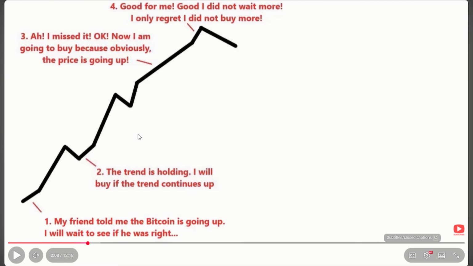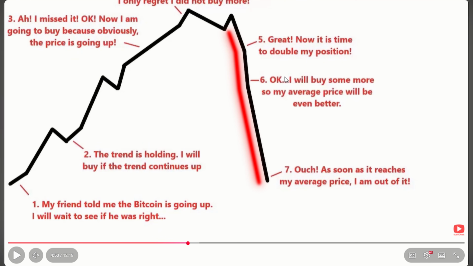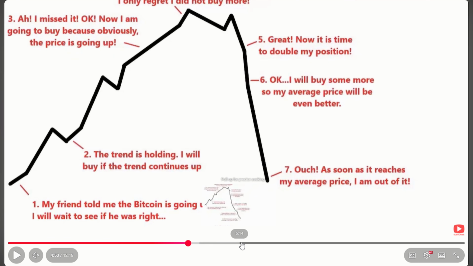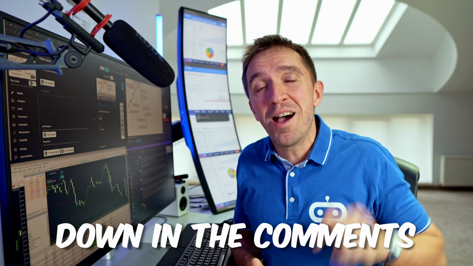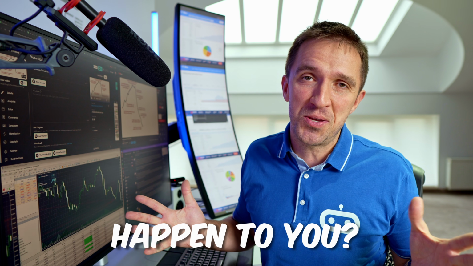But very similar to investing, you might miss a lot of the profits and you jump in, or you start trading with this robot right after it is on the top. And as you can expect, all of that is followed by losses, and the only hope is that once you break even you will be out. But the price goes down and it goes down until you eventually give up. Just pause the video right now and let me know down in the comments, did this ever happen to you?